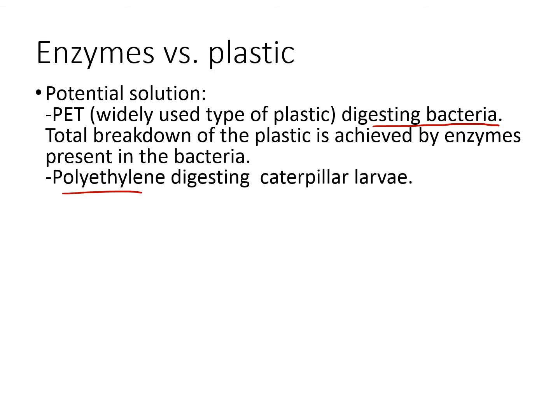Polyethylene digesting caterpillar larvae. So the larvae are kind of like the infant phase of this insect, and they can eat plastic as well.